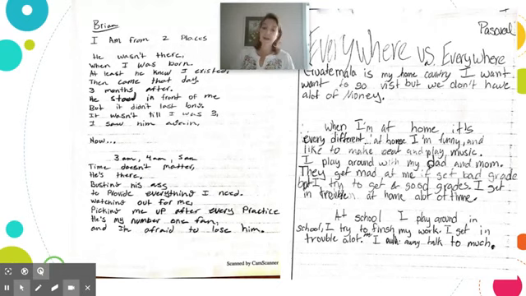Notice, it's not poetry style. It's not about style. It's not about the rules of poetry. It's about getting their voice out on paper. And in short phrases, it's more meaningful.